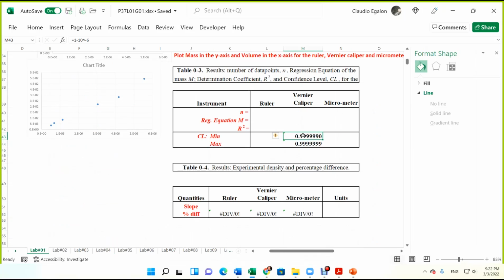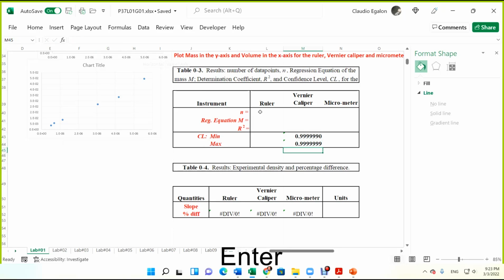I see that all the time. Students don't put the equal sign. And when they don't put the equal sign, Excel treats this as text, not as a number. And when I correct that with my software, it's going to mark you out. You're going to lose points on your lab report, okay? Make sure you always put an equal sign here, always.